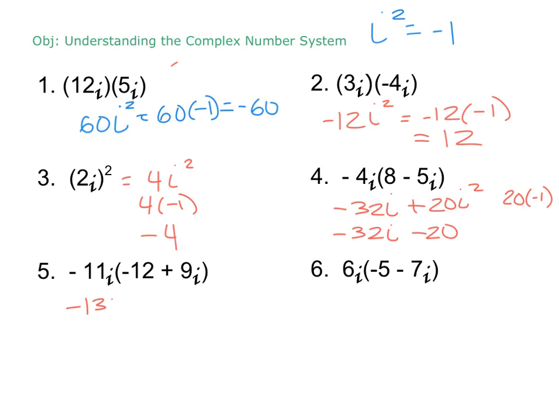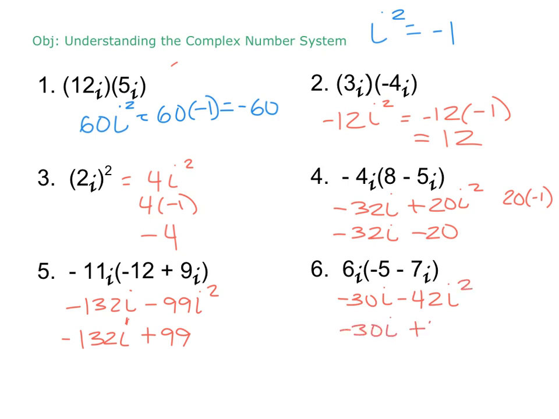Negative 132i minus 99i squared becomes negative 132i plus 99. And negative 30i minus 42i squared becomes negative 30i plus 42. Right? Again, replacing the i squared with negative 1 over here, negative 99 times negative 1.